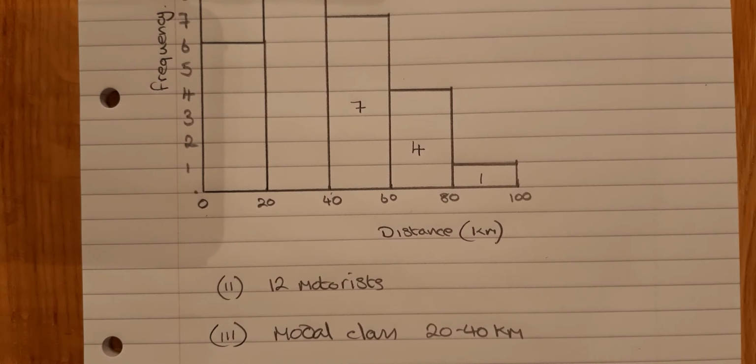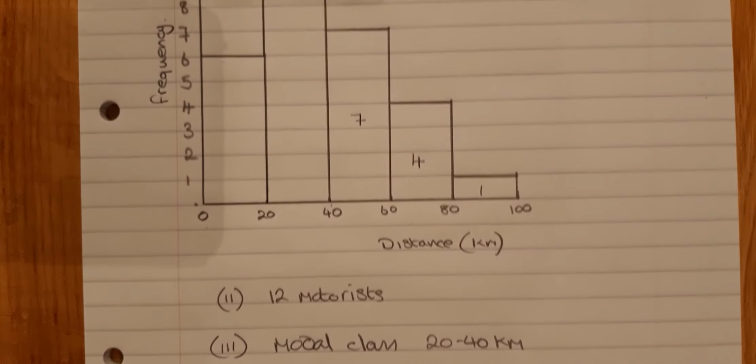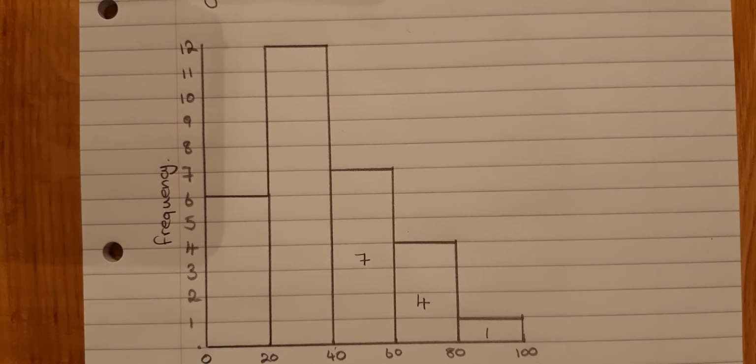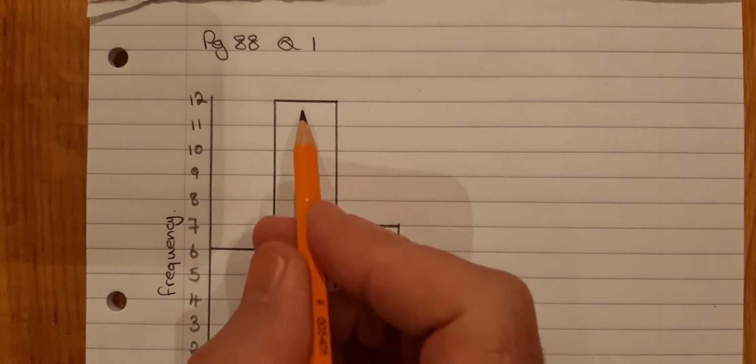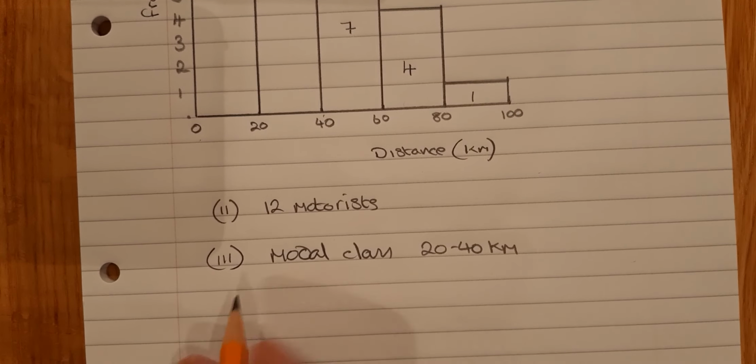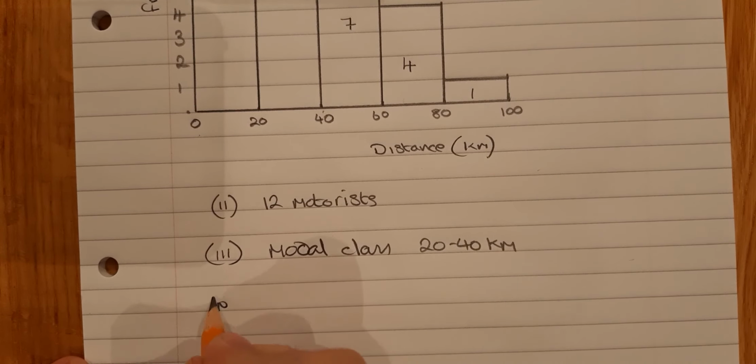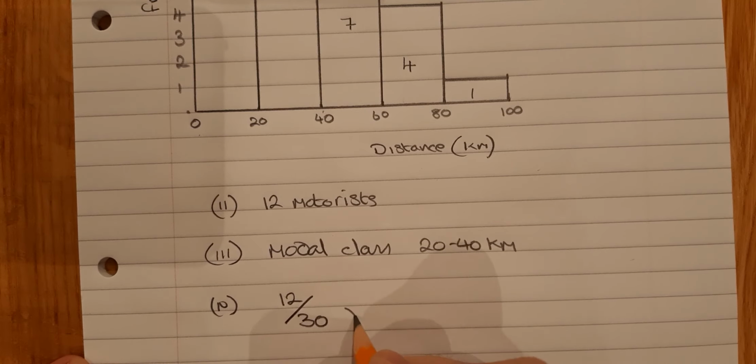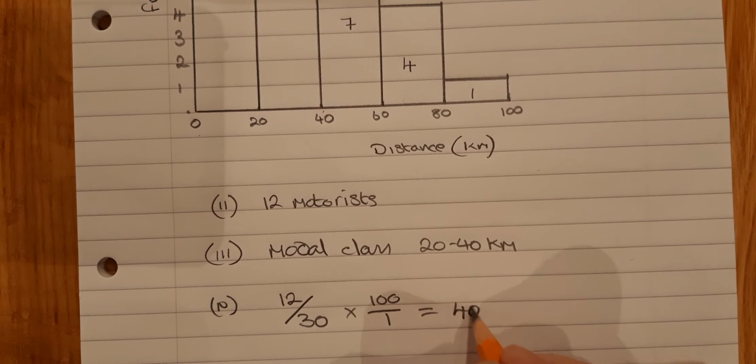Part 4, what percentage of the motorists travelled between 20 and 40 kilometres? So going back to our graph, between 20 and 40 kilometres, we have 12. So part 4, 12 between 20 and 40. In total, there was 30 motorists. Multiply that by 100 over 1. 12 by 100, so that's 1200 divided by 30, so that's equal to 40%.